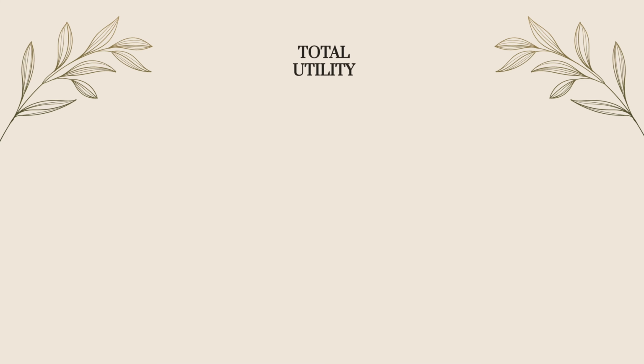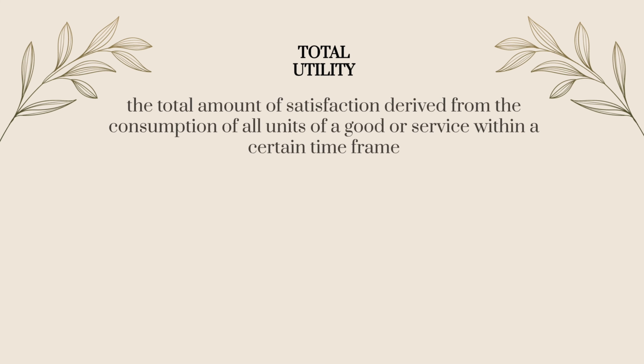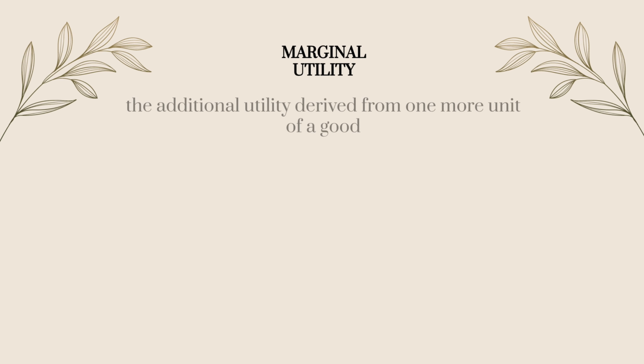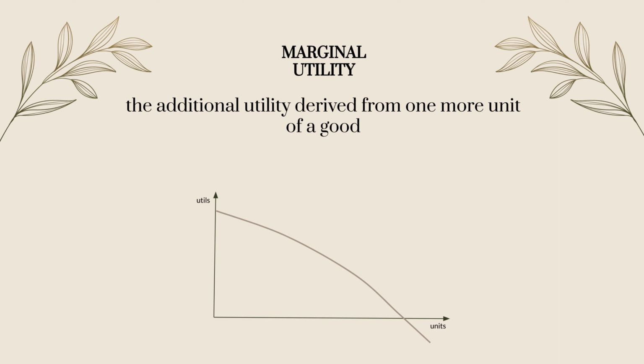Total utility is defined as the total amount of satisfaction derived from the consumption of all units of a good or service within a certain time frame. Simply put, it's the combined utility of multiple units of a good that someone consumes. The graph that you see here shows total utility, and we'll look into that in a bit. Next, marginal utility is the additional utility derived from one more unit of a good. You can also think of it as the amount that one unit contributes to the total utility.